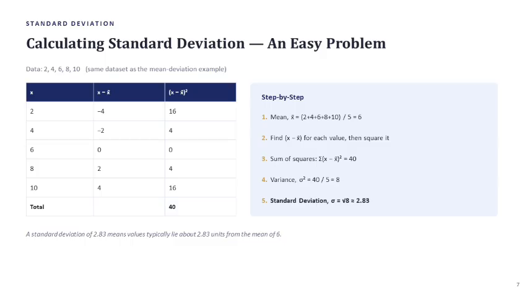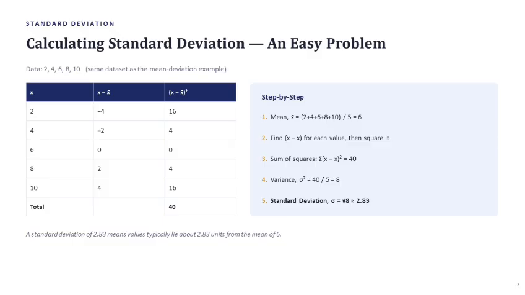Now an easy problem for calculating the standard deviation. X is given as 2, 4, 6, 8 and 10. Now we have to calculate X bar, which is equal to the mean, that is equal to summation X by N, that is equal to 2 plus 4 plus 6 plus 8 plus 10 divided by the number of items, that is 5, which is equal to 6.